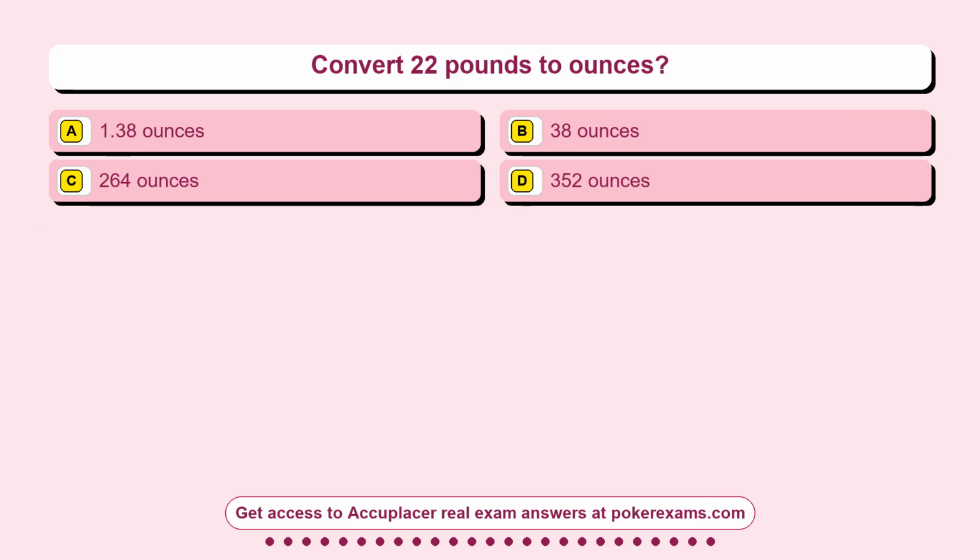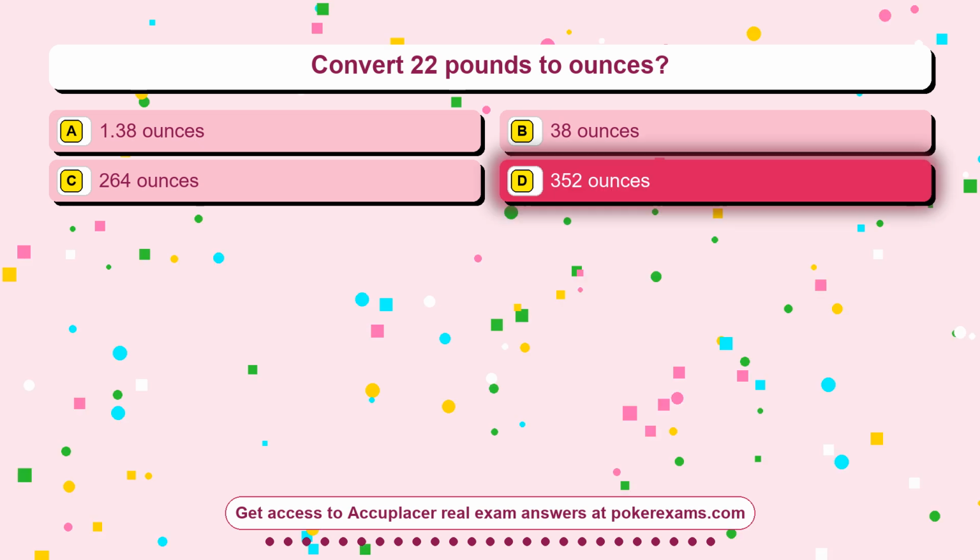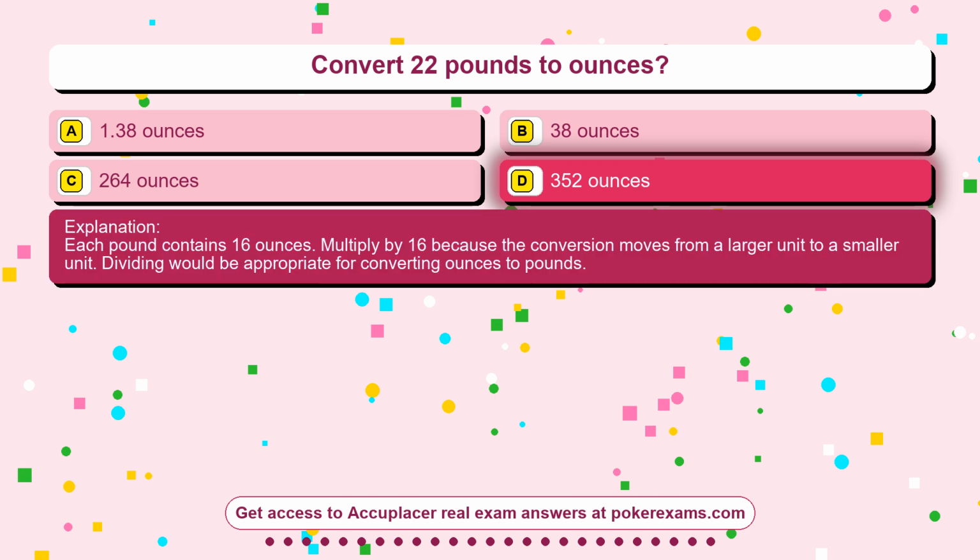Question 6. Convert 22 pounds to ounces. Option A 1.38 ounces, option B 38 ounces, option C 264 ounces, option D 352 ounces. The correct answer is option D, 352 ounces. Each pound contains 16 ounces. Multiply by 16 because the conversion moves from a larger unit to a smaller unit. Dividing would be appropriate for converting ounces to pounds.